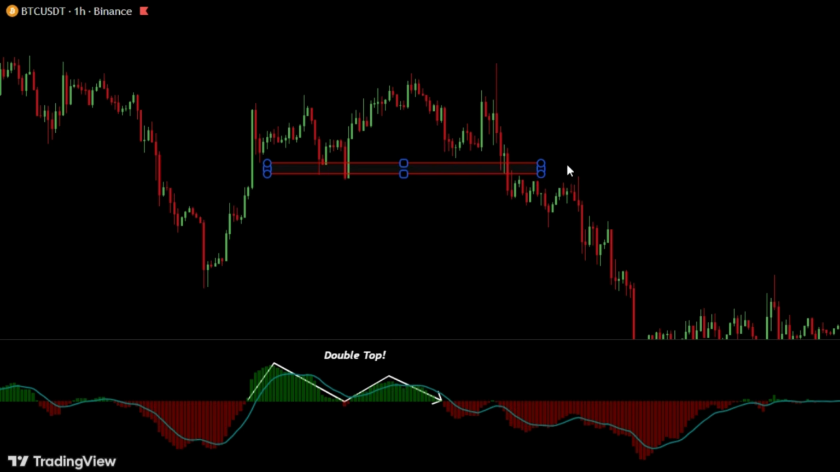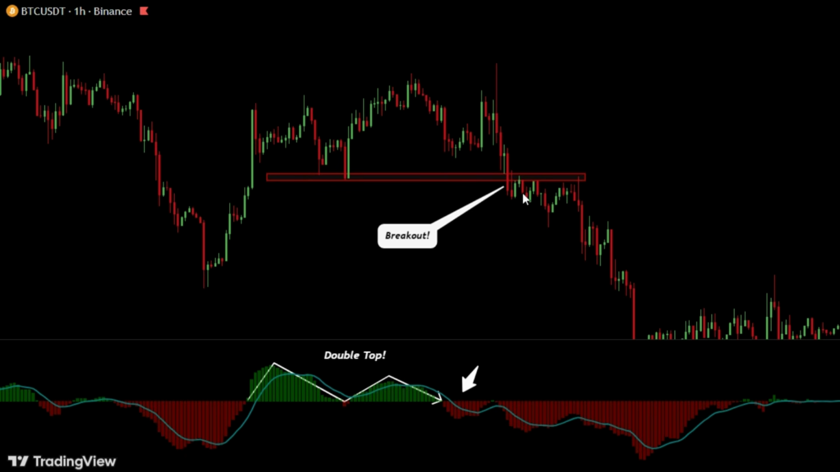In this example, I can draw a support zone beneath the ranging market. With both the double top and the divergence present, I can start looking for a potential reversal trade. The breakout below that zone then provides the entry.